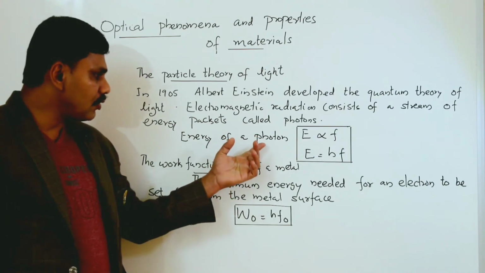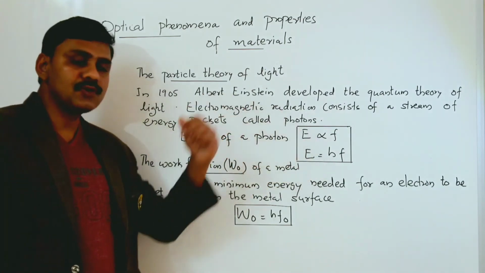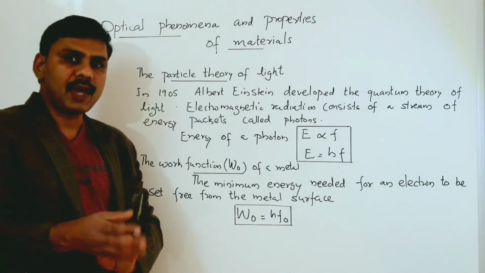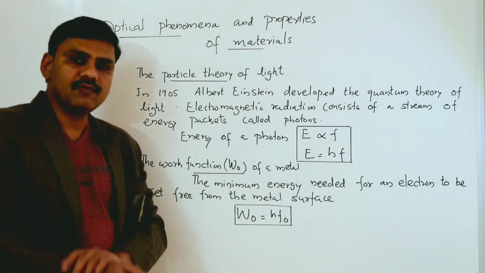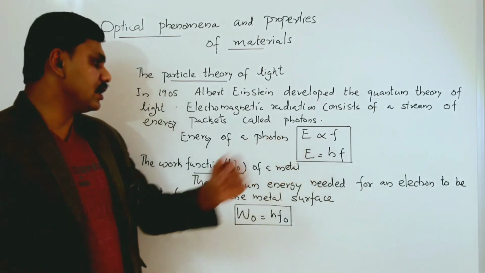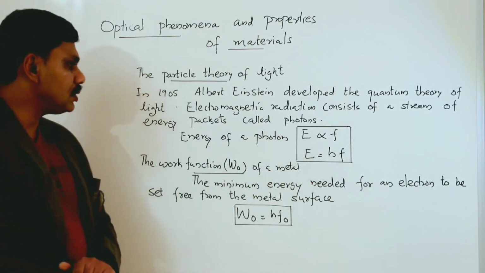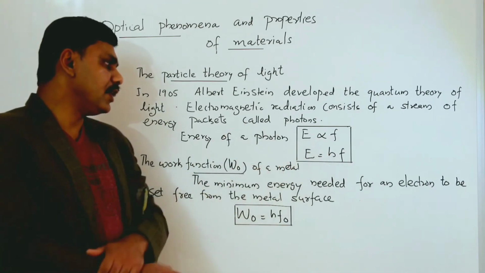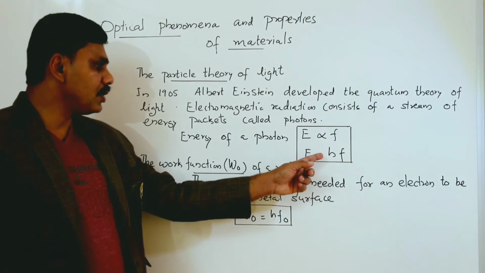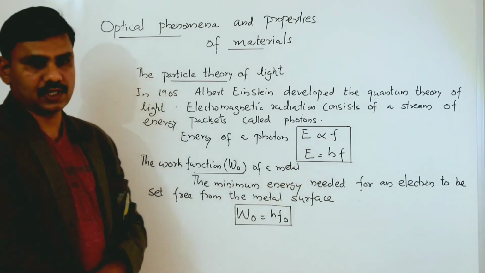And the energy of a photon is directly proportional to frequency. From one radiation to another, the energy of the packet or energy of the photon will be different, and it is proportional to the frequency of the radiation. So energy equal to hf. If you remove the proportional sign, energy becomes E equal to hf. H is Planck's constant.